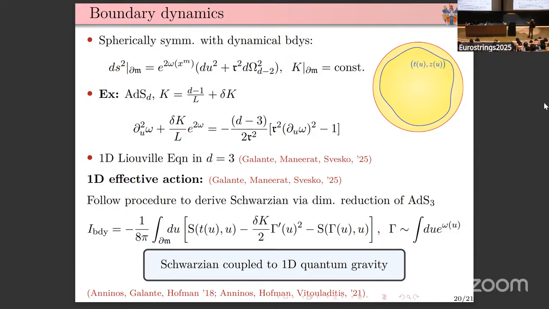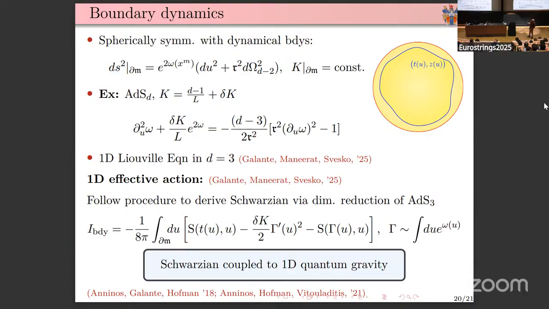And to leading order in delta k, such that we're now just inside of the AdS boundary, this is what the differential equation governing the dynamics of omega would look like. It's a bit simpler to look at, and particularly it simplifies in the case where you have AdS3 in the bulk, because then you see that omega just obeys some one-dimensional Liouville equation.